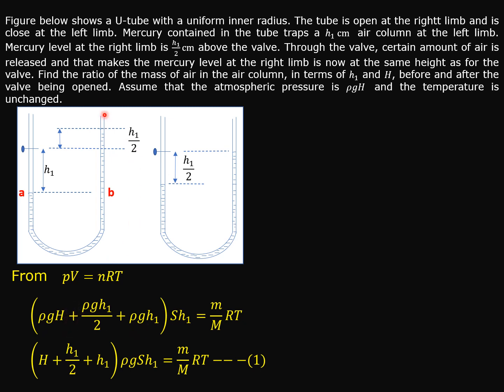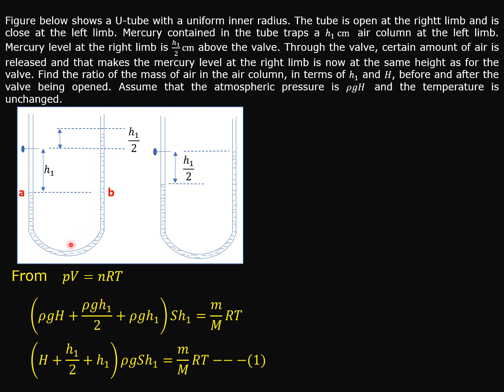One is due to the atmospheric pressure, which is ρgH. And the second one is ρg times half of the H1 cm. So we have the second term. And the third one is the pressure due to the mercury column with this length, which is ρgH1. So this P now is the pressure, which is the same as the pressure of the gas in the air column that acts on A.